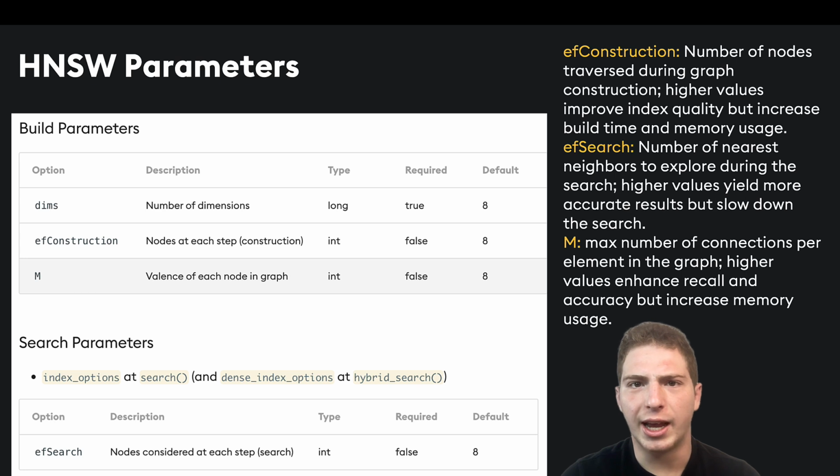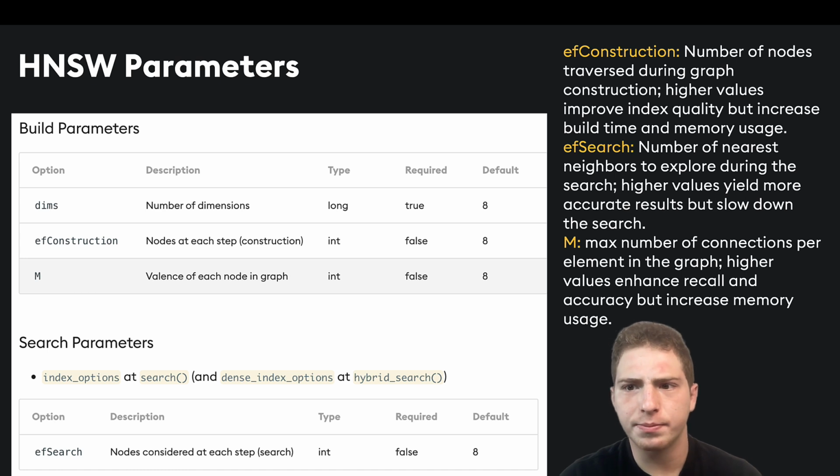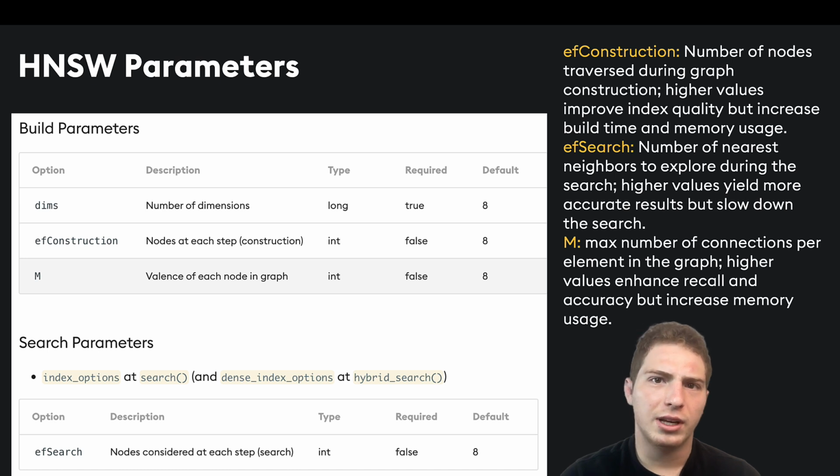EF search is actually a parameter that you could pass at inference, and it's the number of nearest neighbors that you explore during the search. And higher values yield more accurate results, but can slow down the search. M is a build parameter that determines the max number of connections per element in the graph. And just like EF construction, the higher the M parameter, the better your recall is going to be, but your memory usage is going to increase as well.